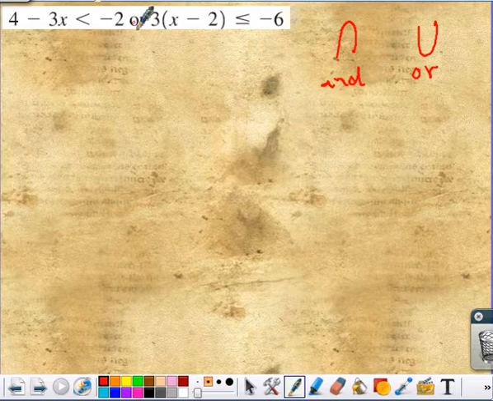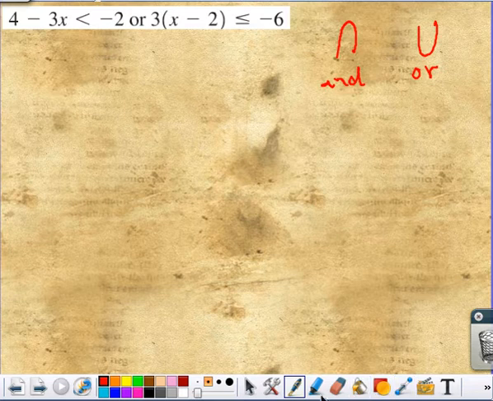Again, next problem is an OR statement. So we're looking for the union of the two sets. Clear.